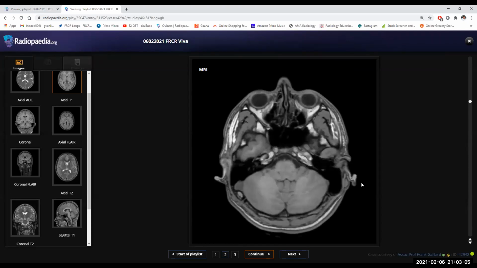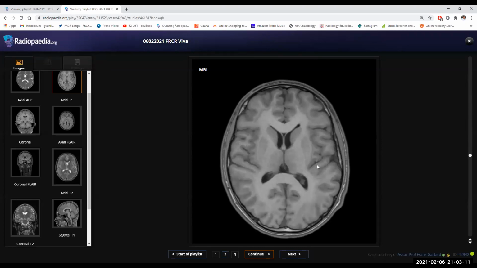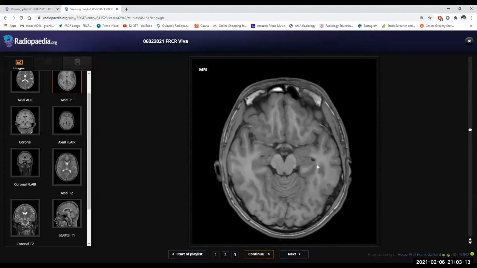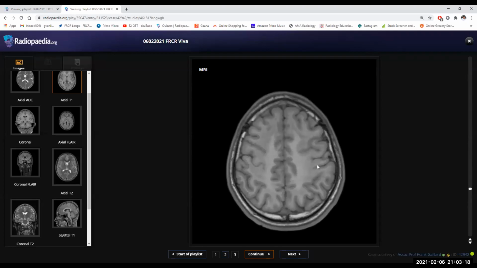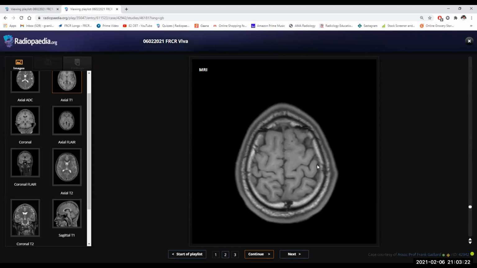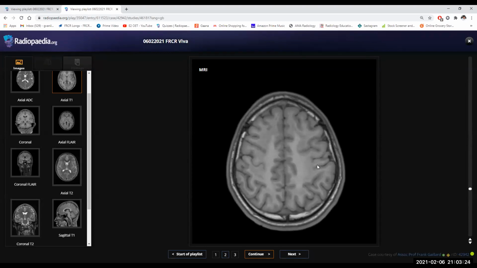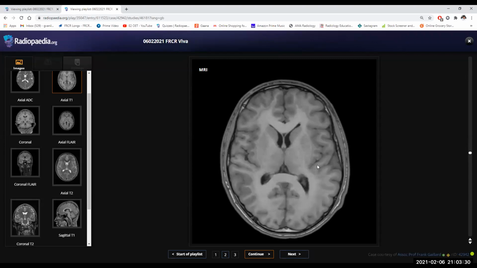I'll go back again because you have advised T1, so it should be present here. This is the basal ganglia, the thalami. I'm going up. The gray matter. Apologies, I still cannot find the abnormality. I will give you a clue. Can you see here?